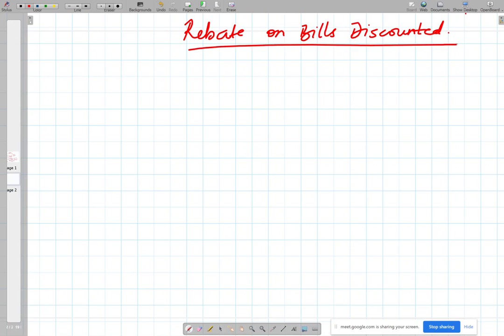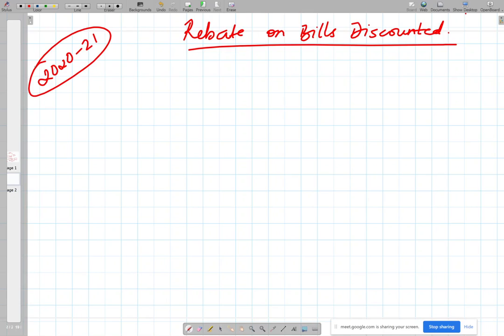So rebate on bills discounted is a concept that relates to the bills of exchange that are brought to a bank for the purpose of discounting. We've already looked at the whole concept of discounting, but just for the purpose of this example, I will show it to you once again. So let's say this is the financial year 2020-21 that is currently going on.